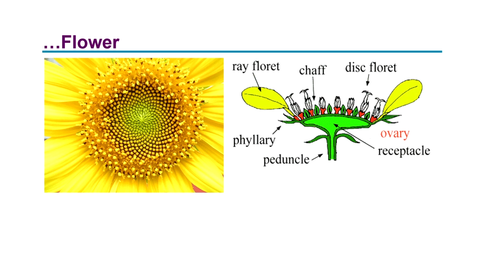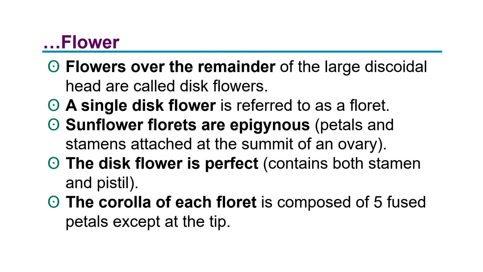So this part is called the receptacle, and you can also see the peduncle, the base. You can see the phyllaries here, and disc florets. These florets are true flowers. These are disc florets, and you also see some chaff, and you see the ray florets. On the left side also you can see these are ray florets, and here you see these are true flowers or disc florets. So flowers over the remainder of the large discoidal head are called disc flowers. A single disc flower is referred to as a floret.